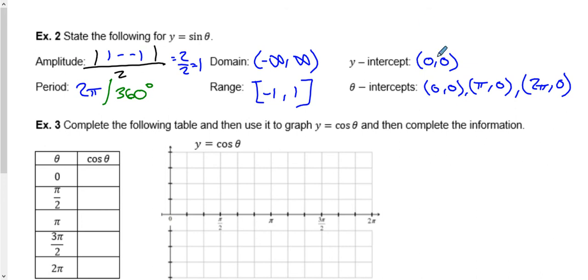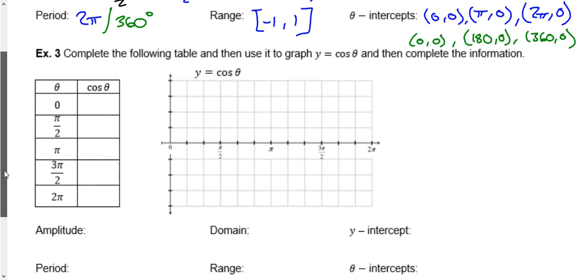It's pretty basic. Things that could have changed if you did it all in degrees are the period. Instead of saying 2 pi, we'd say 360 degrees. Domain and range are still the same. Y-intercepts are still the same. Our x-intercepts, the coordinates instead would be 0, 0, 180, 0, and 360, 0. Those would have been all our coordinates for our theta intercepts, or x-intercepts really.